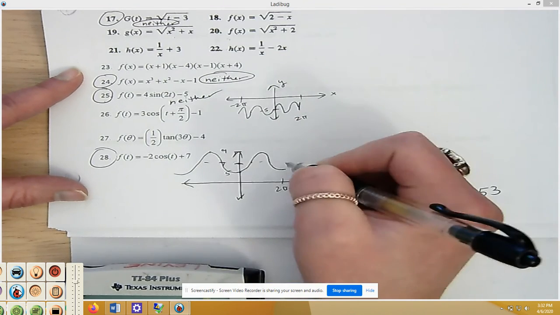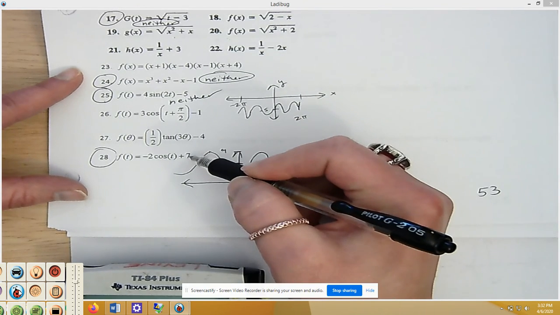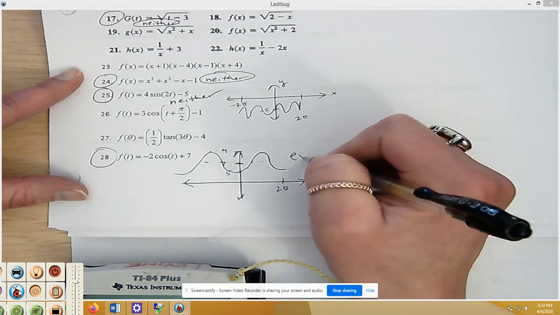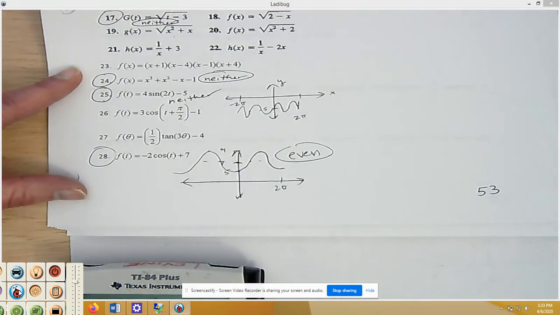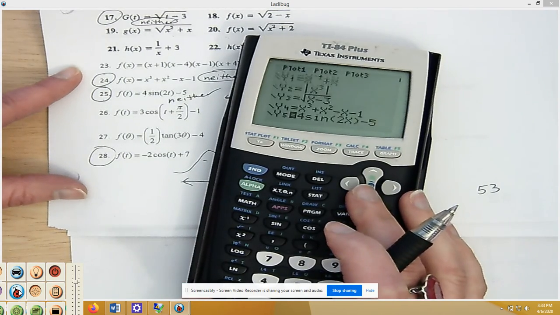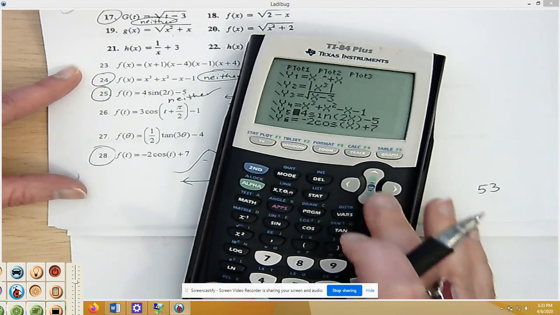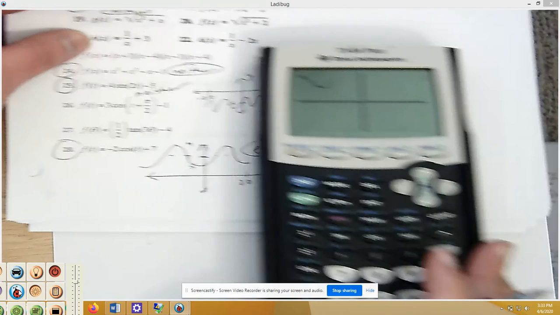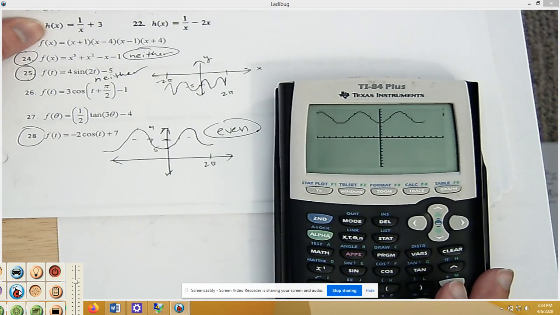And if you look, so the shifting up and vertically stretched and inverted, that's not affecting at all. So this one is still even. And now let me show you that in the graphing calculator. Since my sketch is just so-so, I would say I'm a little subpar here. But I kind of did that just kind of using my noggin instead of going right to the graphing calculator.